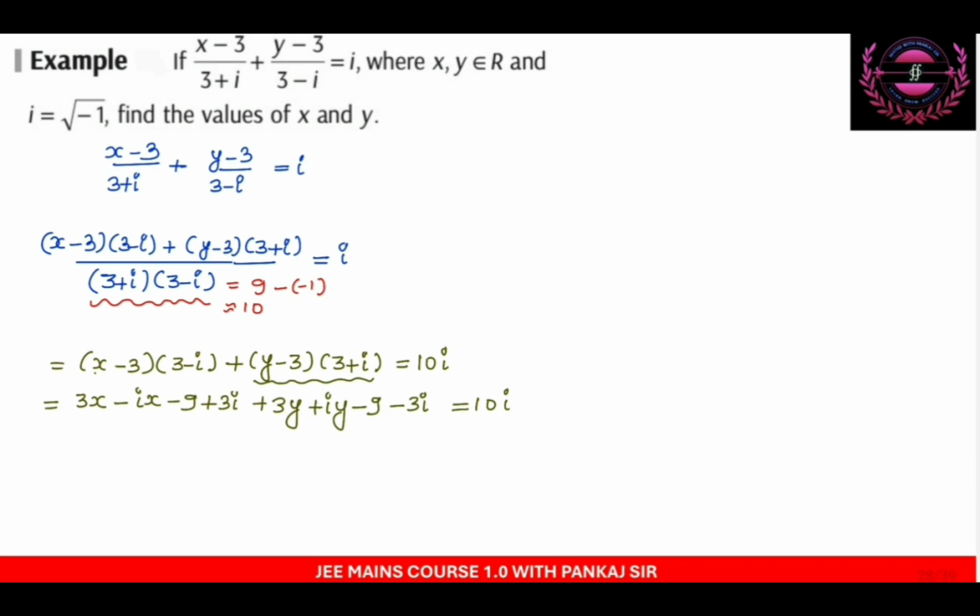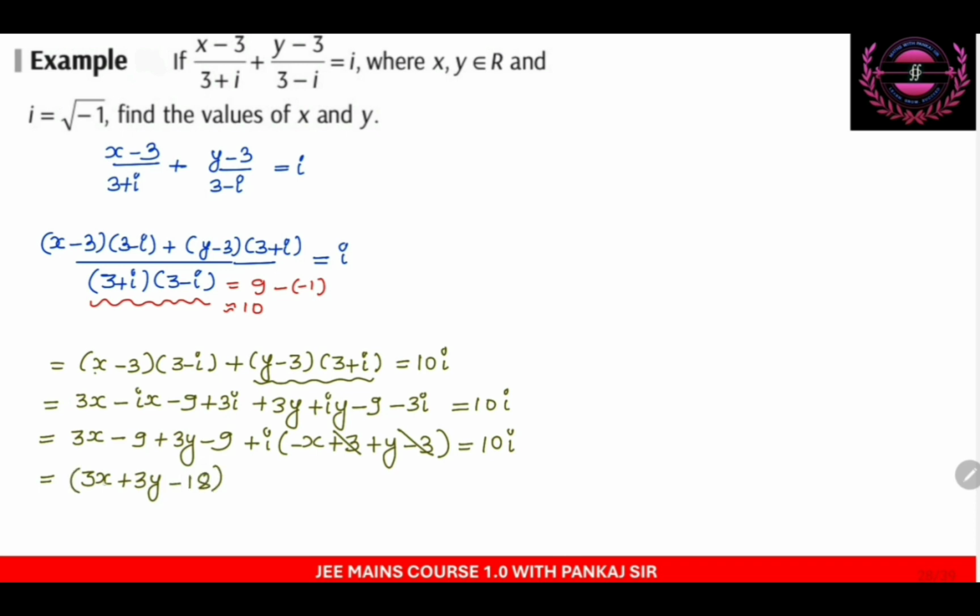Now taking all the i terms together and remaining terms as one, we can rearrange: 3x - 9 + 3y - 9. I have taken i common, so I am left with -x + 3 + y - 3 equals 10i. This 3 cancels out, and now I have 3x + 3y - 18 plus i(y - x) equals 10i.